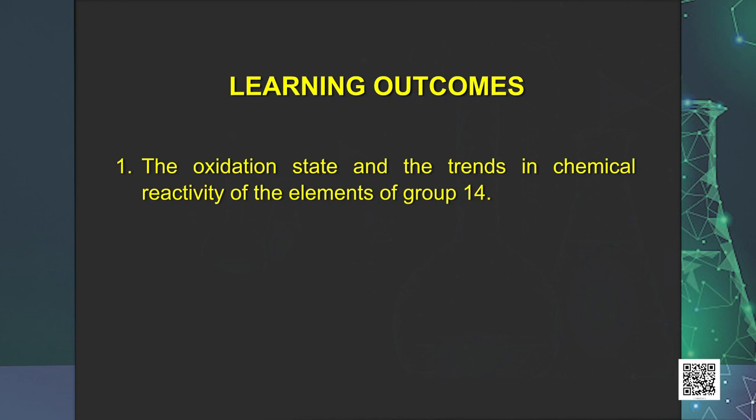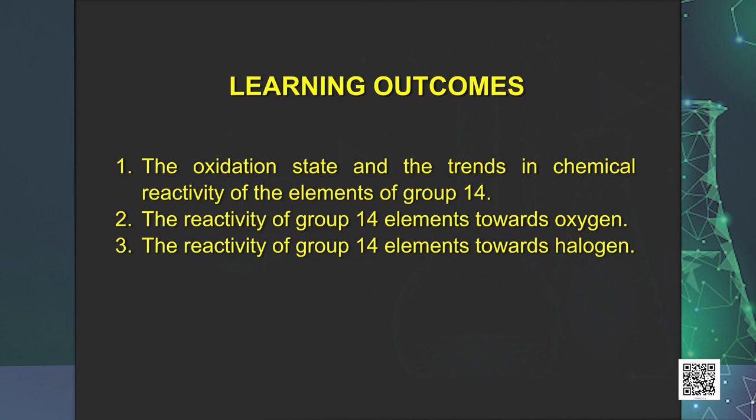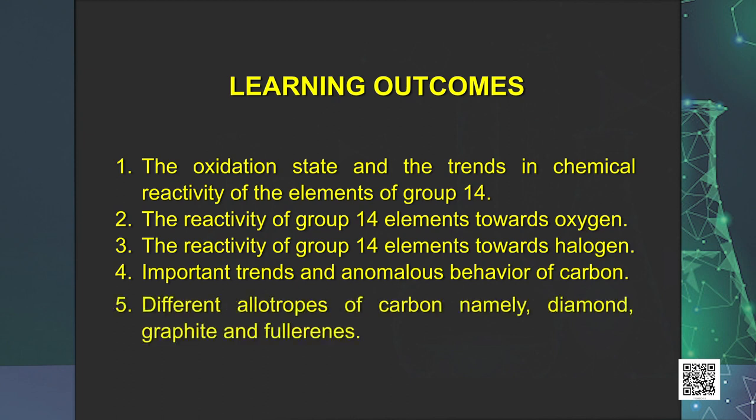Now, let us continue our discussion with the chemical properties of elements of group 14 and some allotropes of carbon. After this discussion, you will be able to explain the oxidation state and the trends in chemical reactivity of the elements of group 14, the reactivity of group 14 elements towards oxygen, the reactivity of group 14 elements towards halogen, important trends and anomalous behavior of carbon, and different allotropes of carbon, namely diamond, graphite and fullerenes.